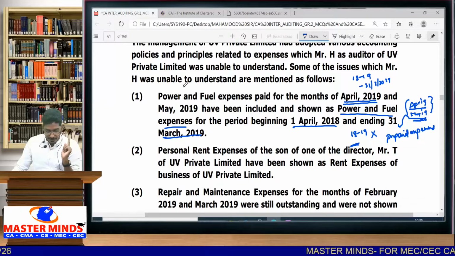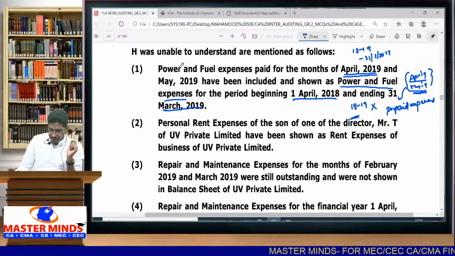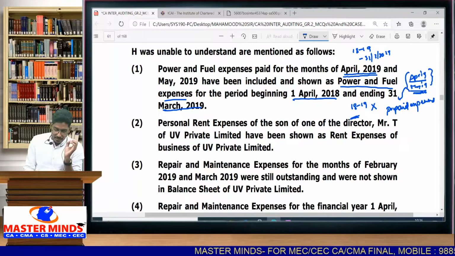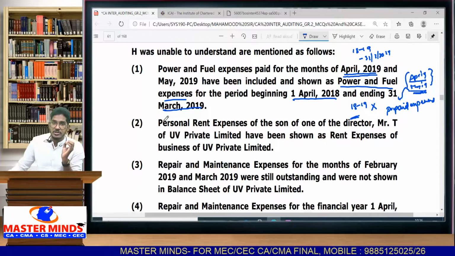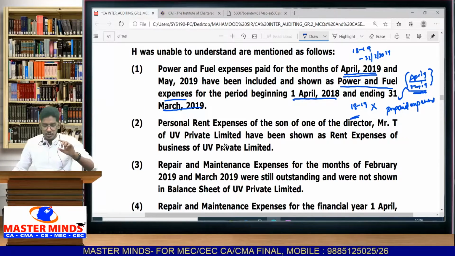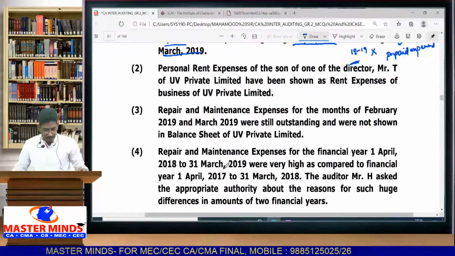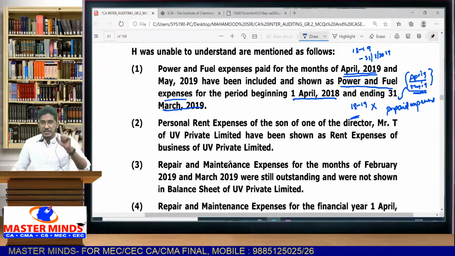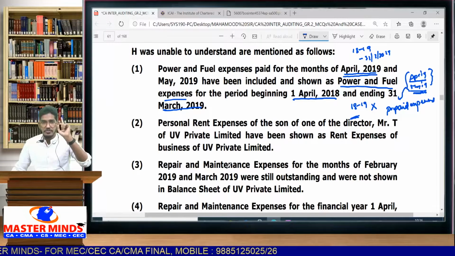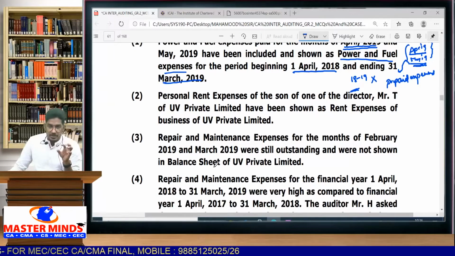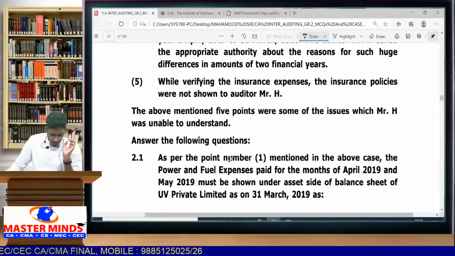First point. Then next. Personal rent expenses of the son of one of the directors, Mr. T of UV Private Limited, have been shown as rent expenses of business of UV Private Limited. So we will do one thing, instead of reading each and every point, each point has one question related to it. So let us complete the point and the relevant question. So 2.1, answer the following question.